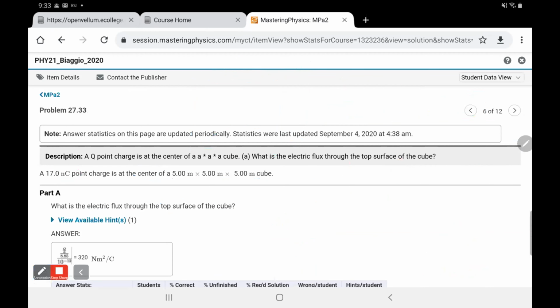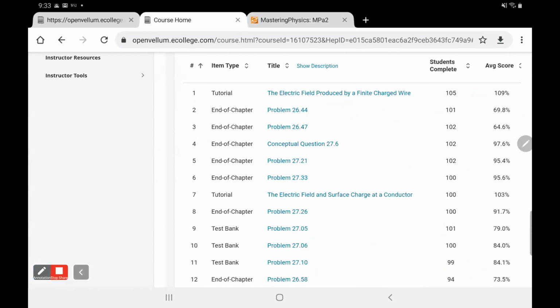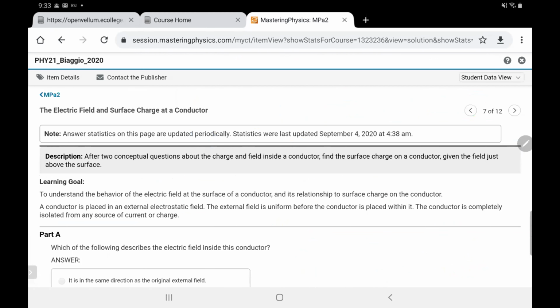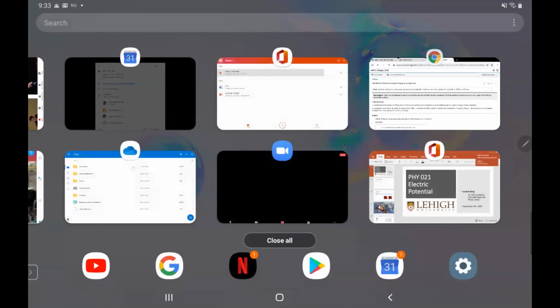And let me move to the next question, number 7. For number 7, we are going to talk about the conductor. The conductor actually is a little bit tricky. So I'm going to introduce the conductor first, then go back to this question.